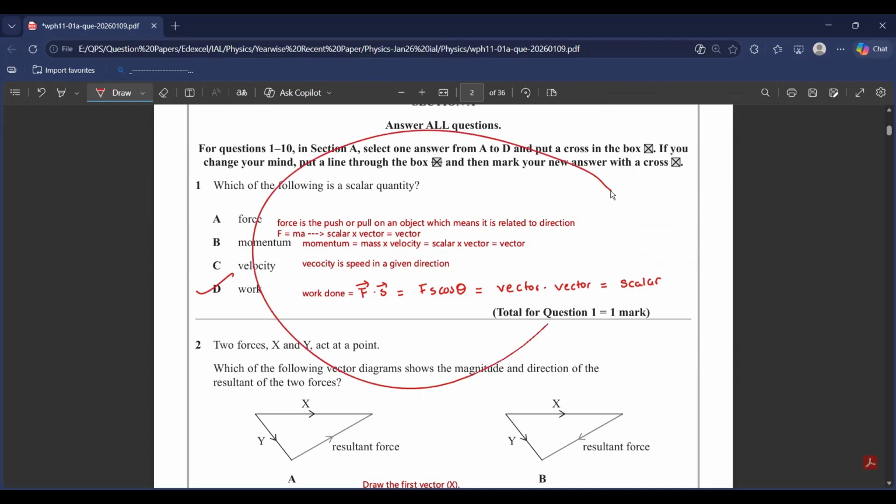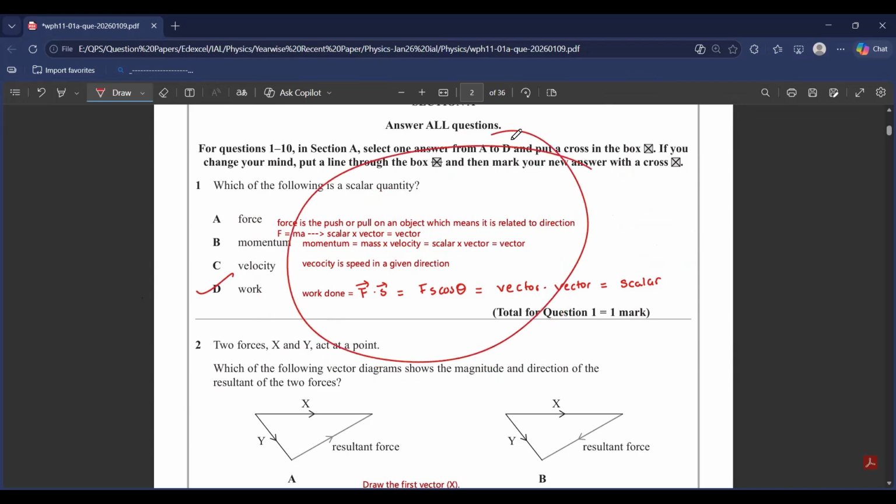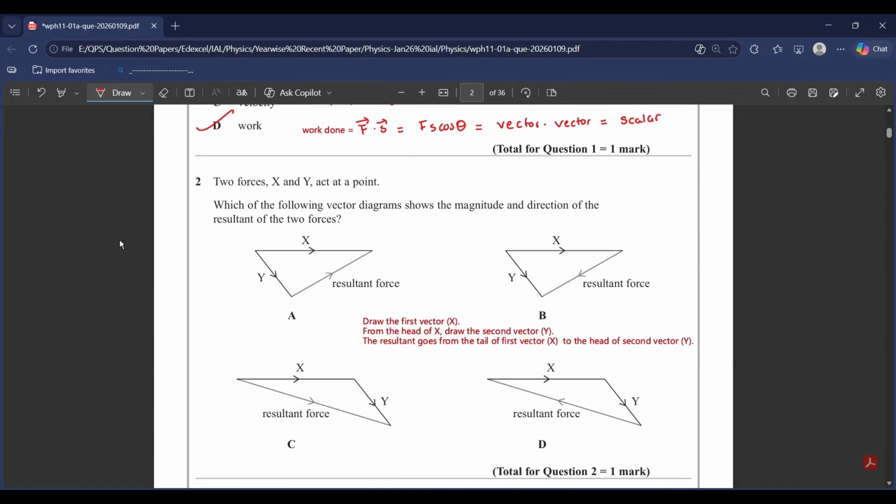I have written everything that I've said separately, so you can just pause the video and look into it to understand it better, okay?